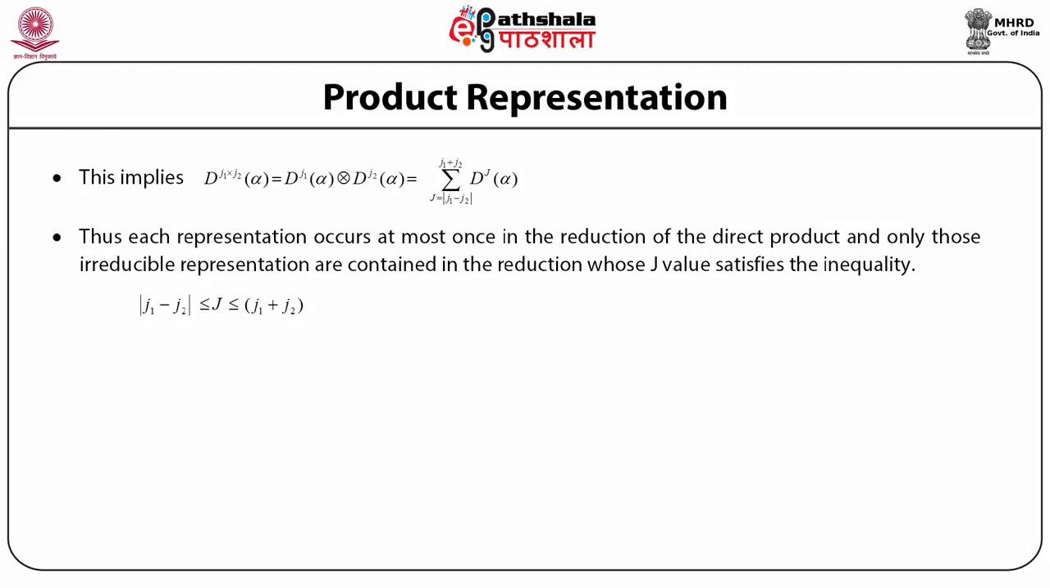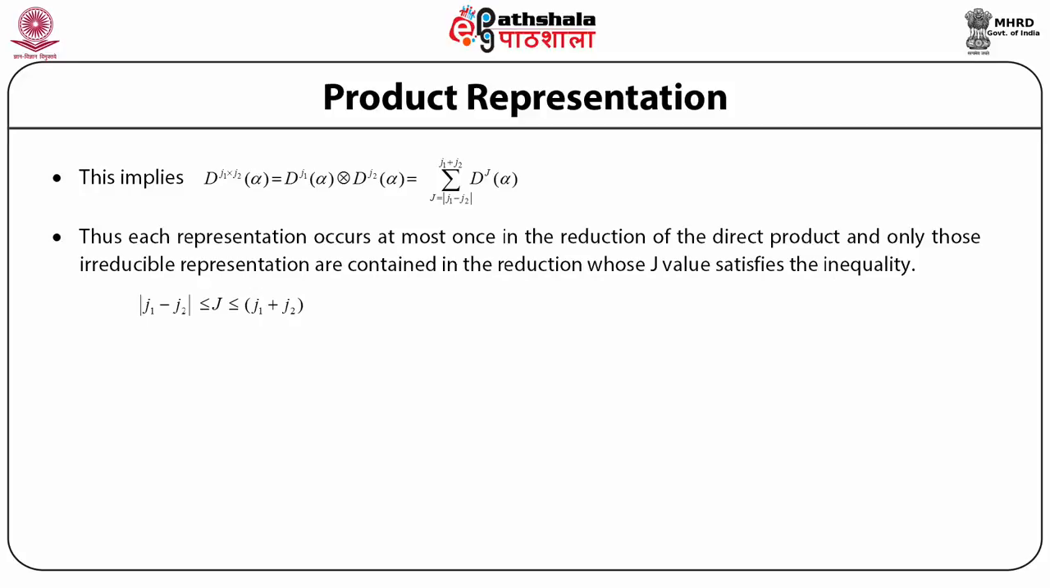Thus, each representation occurs at most once in the reduction of the direct product, and only those irreducible representations are contained in the reduction whose J value satisfies the inequality J1 minus J2 magnitude is less than or equal to J is less than or equal to J1 plus J2. For example, if we add two representations corresponding to J1 equal to J2 equal to 1, then it can be resolved into irreducible representations for the values of J going from 1 minus 1 to 1 plus 1 in steps of 1. That is, D1 cross D1 is equal to D2 plus D1 plus D0.